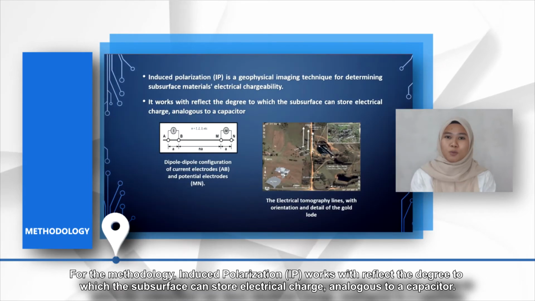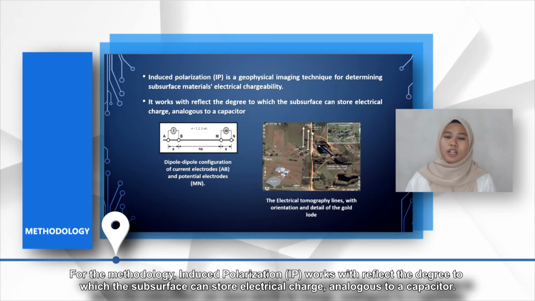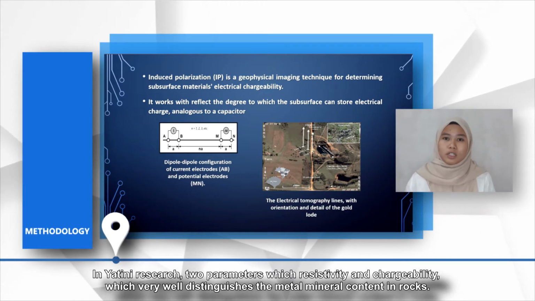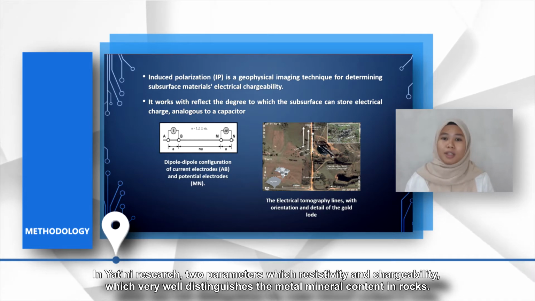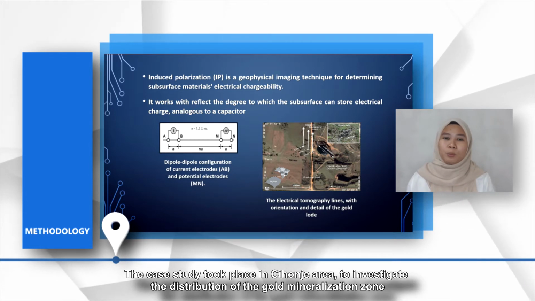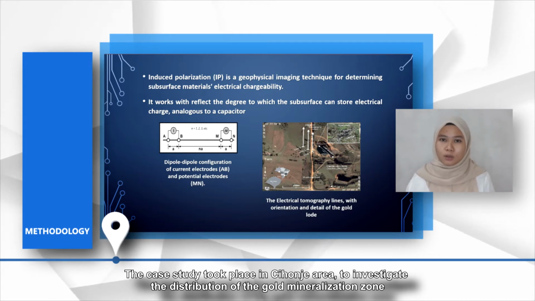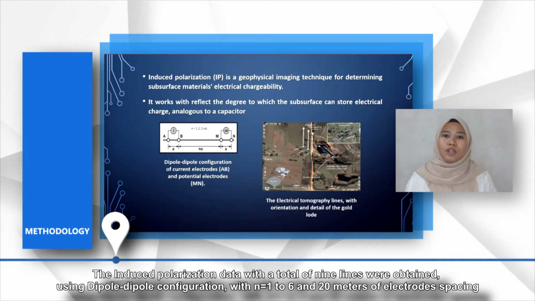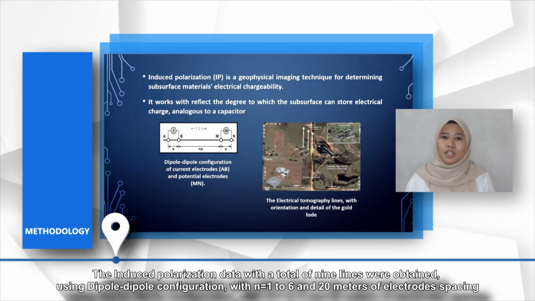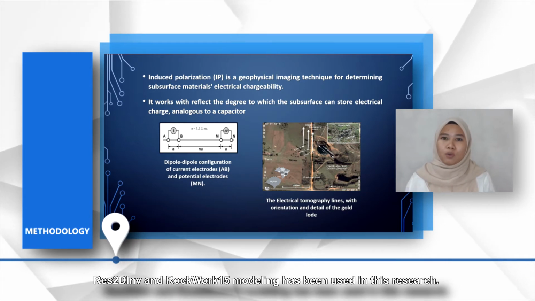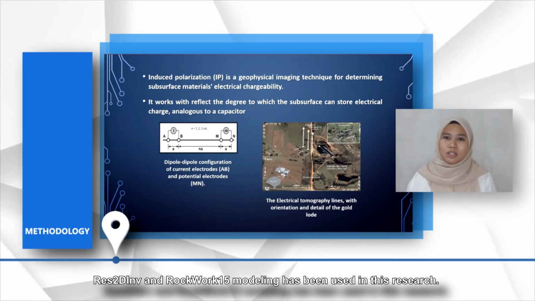For the methodology, induced polarization work reflects the degree to which the subsurface can store electric charge, analogous to capacitance. India Tini researched two parameters, resistivity and chargeability, which distinguish well the metal minerals contained in rock. The case study took place in Chandra area to investigate the distribution of the gold mineralization zone. The induced polarization data, with a total of 9 lines, were obtained using the dipole-dipole configuration with n equal to 1 to 6 and 20 meters of electrode spacing. Res2D and Rockworks 15 models were used in this research.